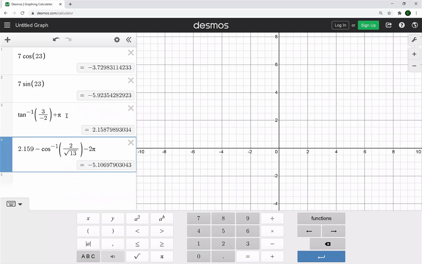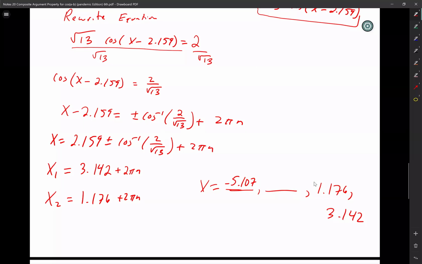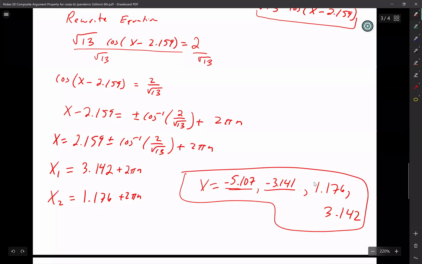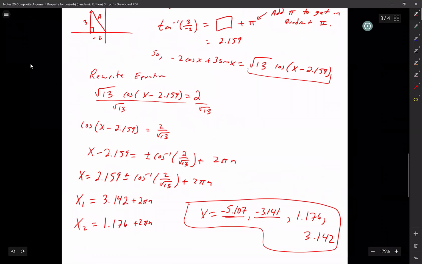So the other answer is going to be, let me change that to a plus, negative 3.141. And there it is. Those are my answers, guys. We're going to see if we're correct. Okay, let's see if we're correct.